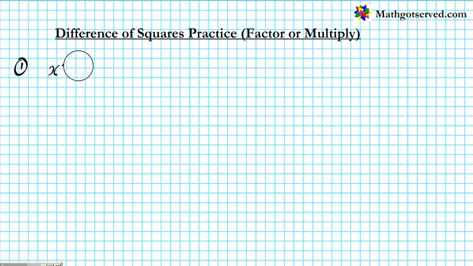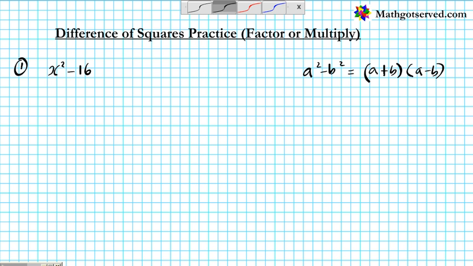Let me write that again. We have x squared minus 16. Remember, the formula for difference of squares is a squared minus b squared equals a plus b times a minus b. All you do is root the first and the last, and then you add and subtract what you get. The plus will give you this quantity, and the minus, the difference, will give you this quantity. So we're going to root the first and the last, and then do plus and minus.